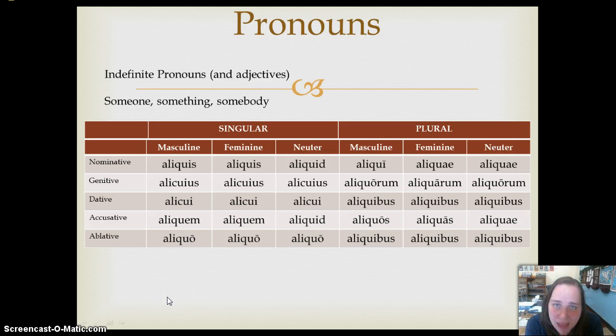Okay, compounds of the interrogative pronoun are some of the indefinite pronouns, okay? So for example, aliquis, aliquis, aliquid. Now you'll notice the quis, cuius, cui, quem, quo. This is the interrogative pronoun, but with the ali put before it, and that means someone, something, or somebody, okay?